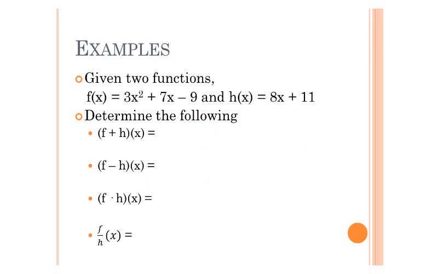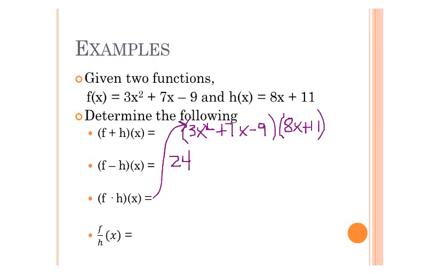And then for multiplying, we want to FOIL or use the box. I'm going to need a little bit of space to do that, so we'll start working this problem up here. We have 3x squared plus 7x minus 9 times 8x plus 11, and we want to FOIL. So 3x squared times 8x is 24x cubed. 3x squared times 11 is 33x squared.